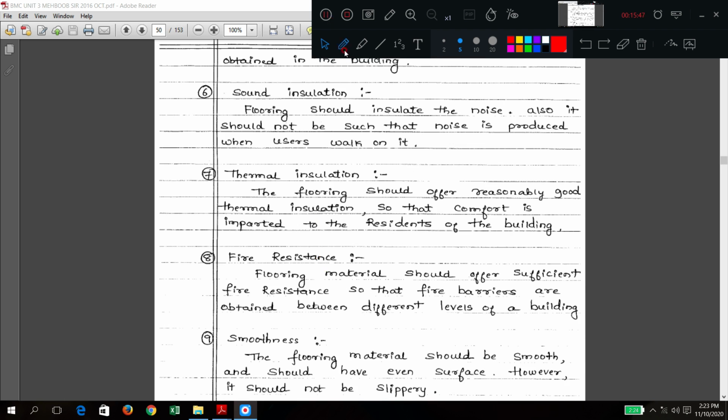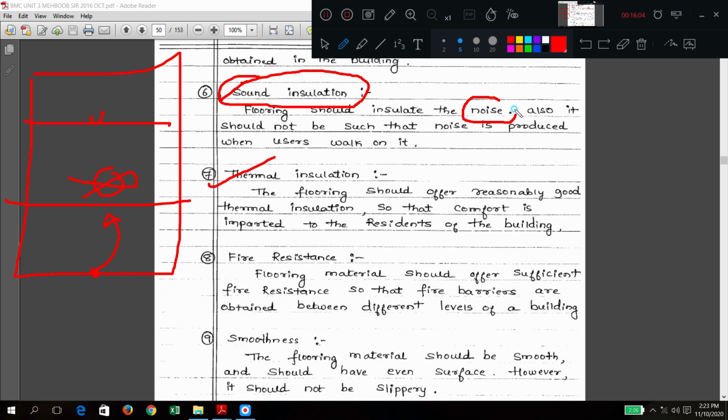Sound insulation, we have seen, no? Whatever sound is produced from the upper floors or ground floors should not be easily audible here. So that is why we call it sound insulation. It should avoid noise. It should not allow sound to pass through it.